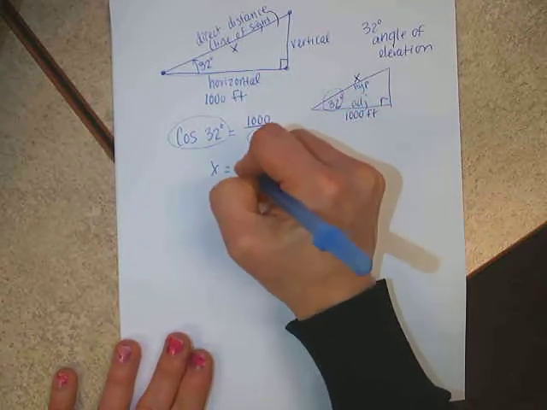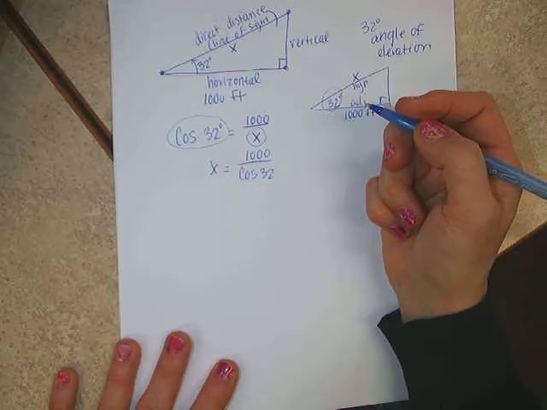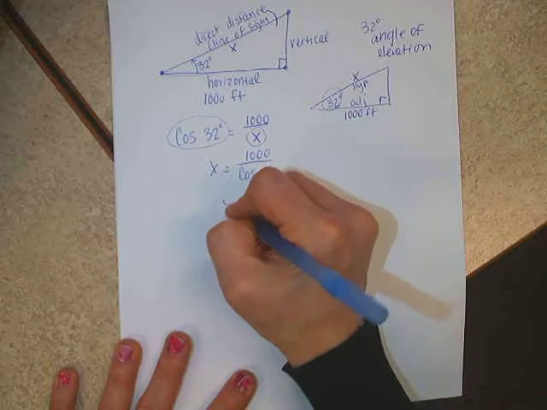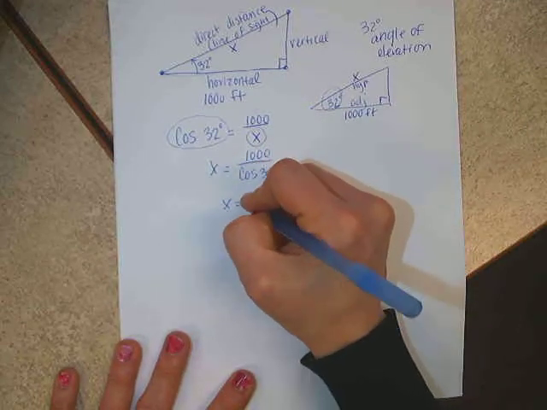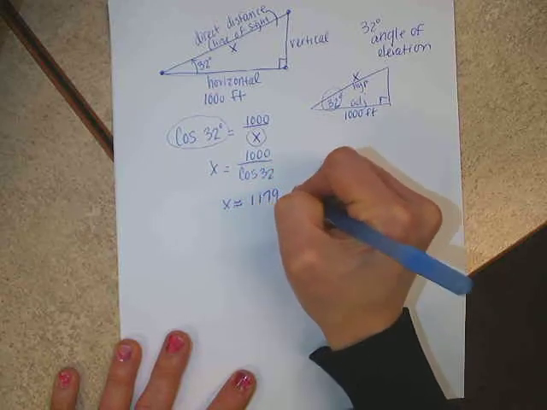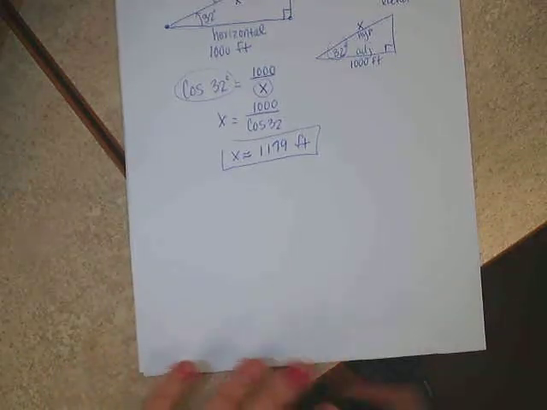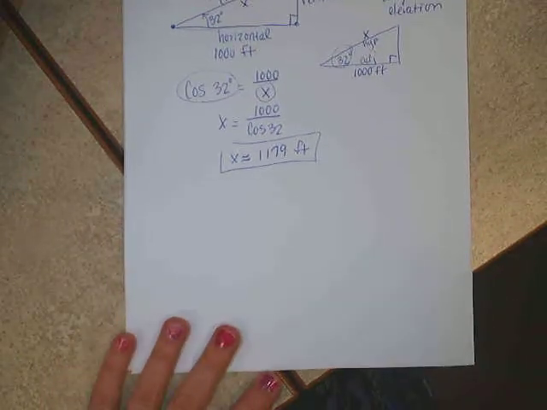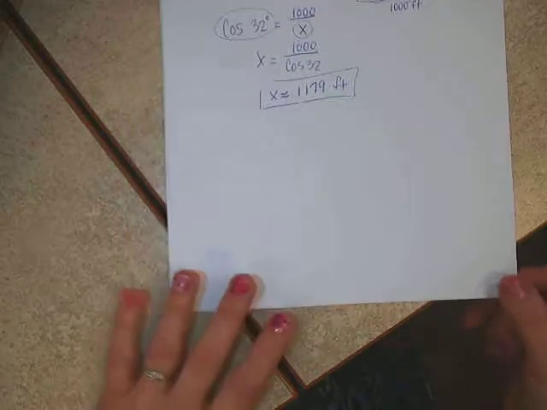With all the algebra used to solve this, the cosine of 32 and x end up trading places. So we will have to divide 1,000 by the cosine of 32, which ends up being approximately 1,179 feet.